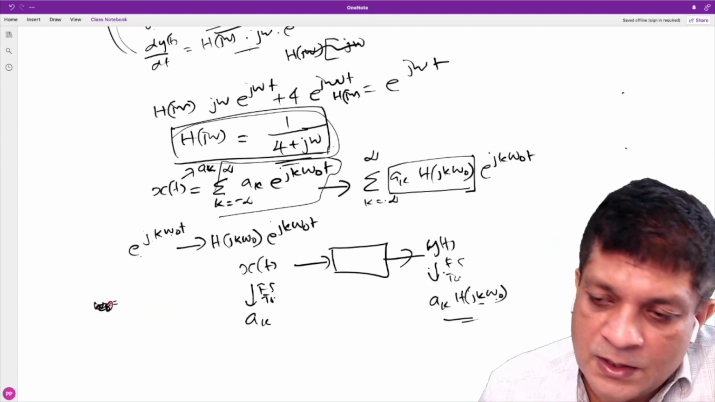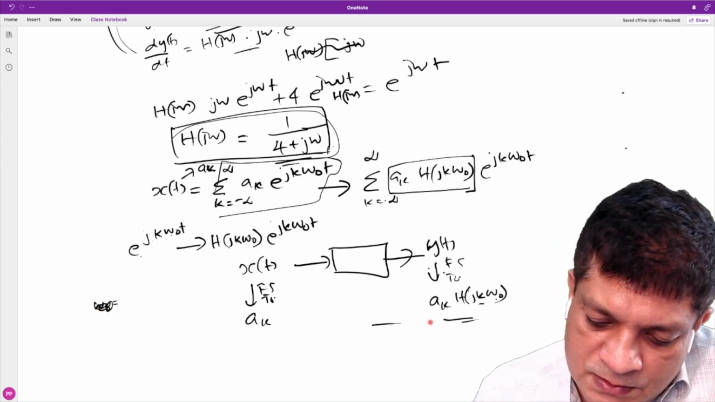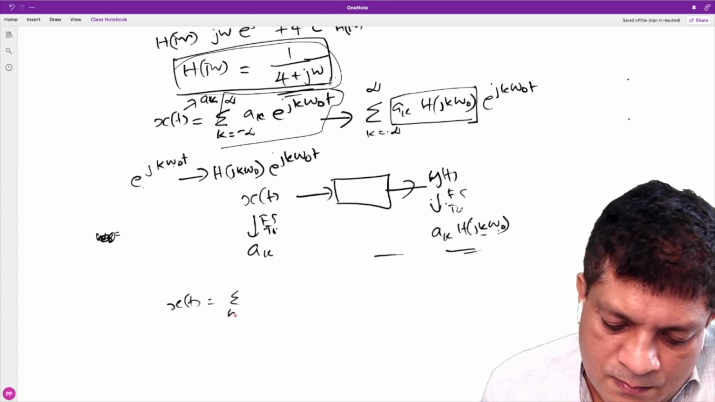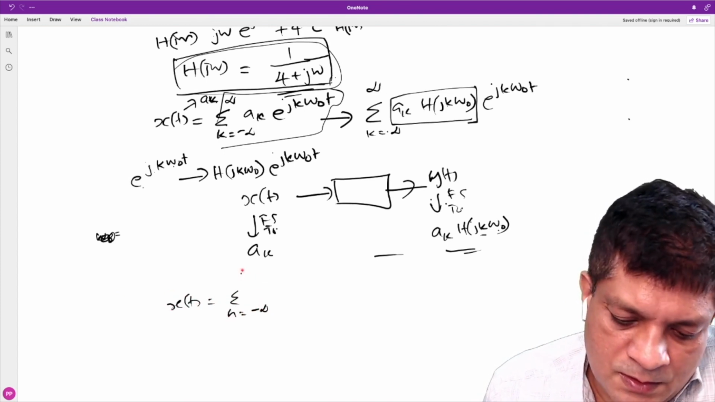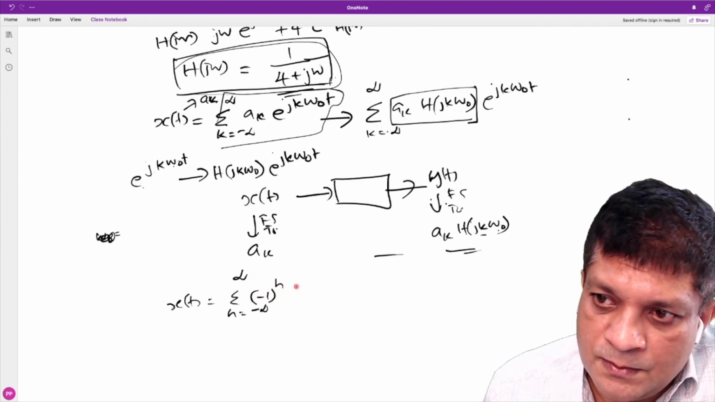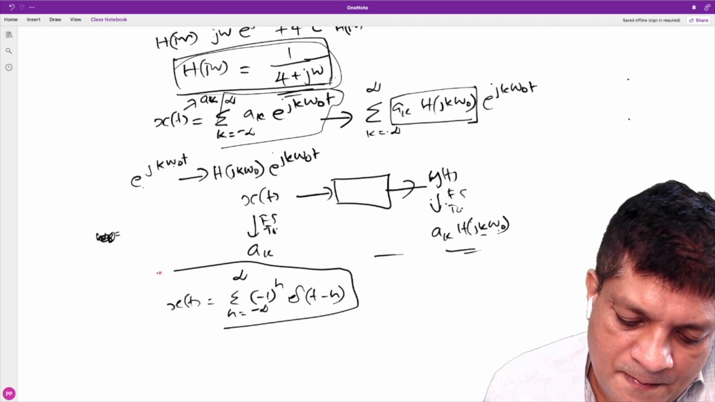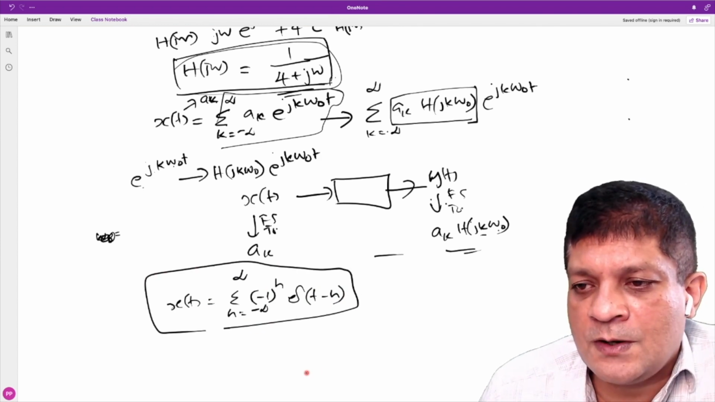Okay, now we have to consider the signal. What is the signal? The given signal x(t) is equal to the sum from minus infinity to infinity of minus 1 to the power n delta(t minus n). Is it a periodic signal? Is this a periodic signal?